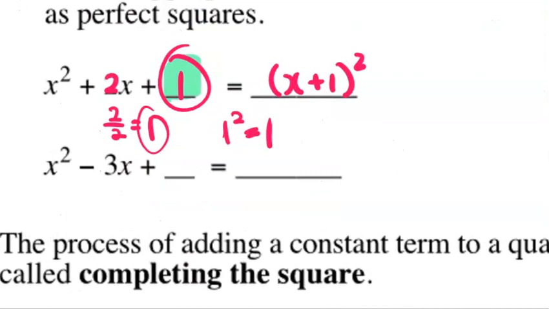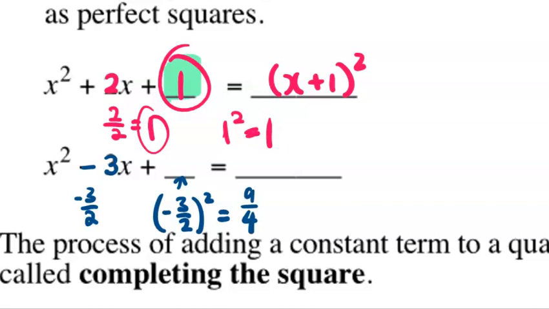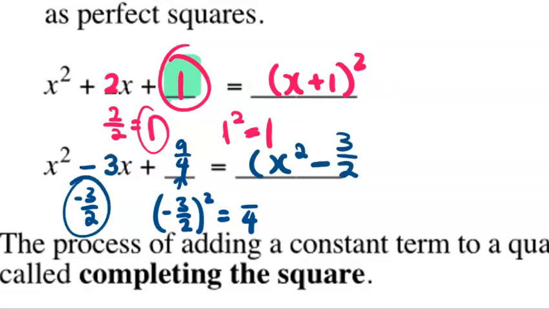Let's try another one for an example. My second term here is -3. So if I do -3 divided by 2, well, I get -3 over 2. Let's keep it that way. Now I want to square it to find out what the C value is equal to. -3 over 2 squared gives me +9 over 4. That means the square form of this function or equation must be x squared minus 3 over 2 to the power of 2.